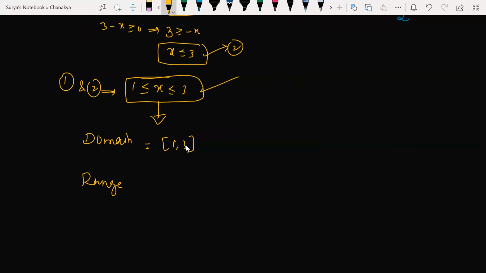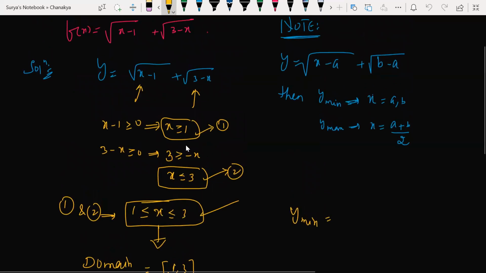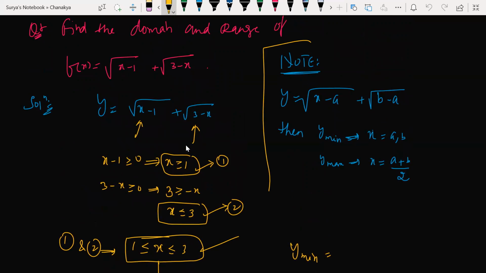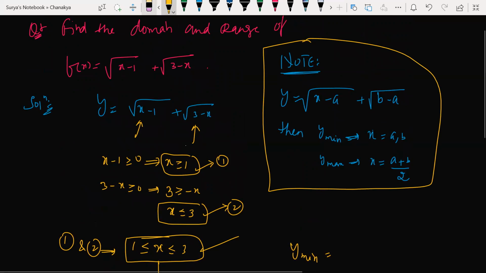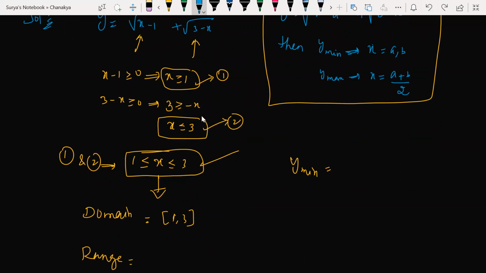My range is going to be the minimum value and maximum value, beta. What is the minimum value? The function is looking like square root of x minus a plus square root of b minus x. Okay. So now tell me what is the a value here? a value is 1, b value is 3. Correct? a value is 1, b value is 3. So y minimum is at what? y minimum is equal to, a value is 1, b value is 3.